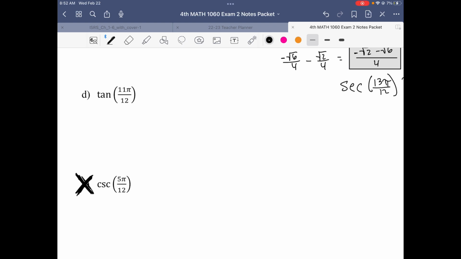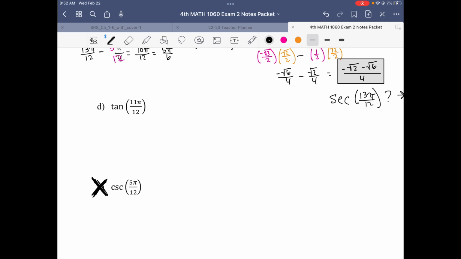So the tangent of 11 pi over 12 then, we're going to do the same thing. This time, rather than subtracting pi fourths like we did before, I'm actually going to show you guys what happens if you add pi fourths instead.